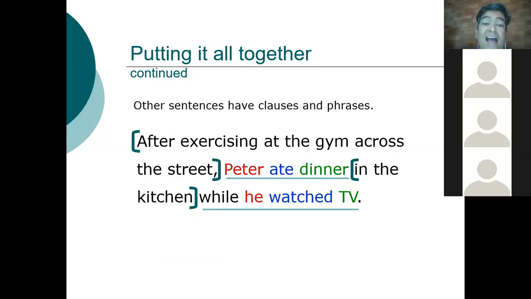Por ejemplo, after exercising at the gym across the street, ¿qué será todo eso? ¿Una cláusula o una frase? Es una frase preposicional. ¿Por qué? Porque el comienzo de la frase es una preposición. ¿No? Very good. Ahora, in the kitchen.